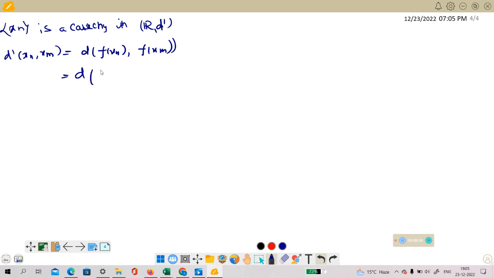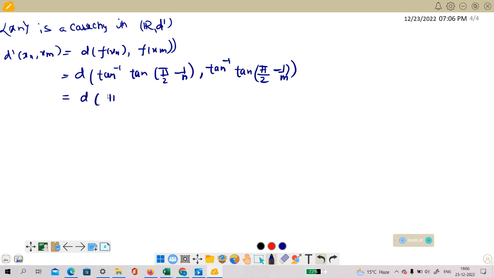f, which is tan inverse, tan(pi by 2 minus 1 by n), comma tan inverse tan(pi by 2 minus 1 by m), and inverse and tan will be cancelled, and we get d(pi by 2 minus 1 by n, pi by 2 minus 1 by m).